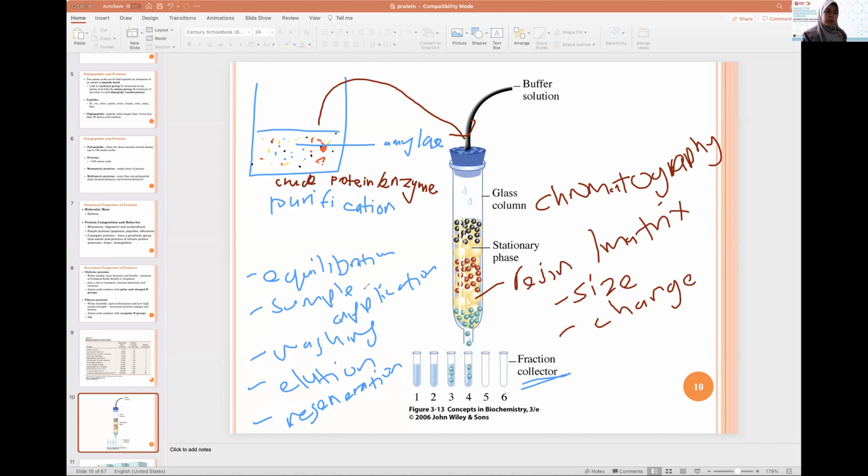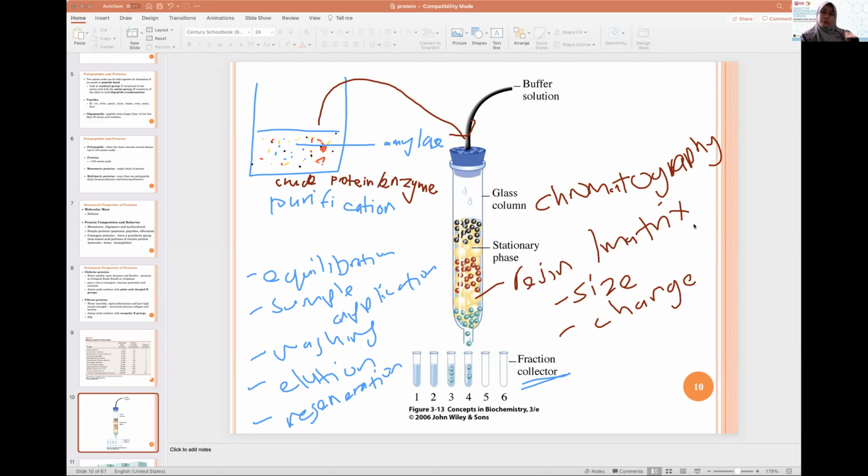When we say equilibration, that means we prepare the column, we prepare the resin, so that the column will be ready to accept the sample. If we want to separate these impurities according to size, that means we use the gel filtration technique. The protein with bigger size will come out first.